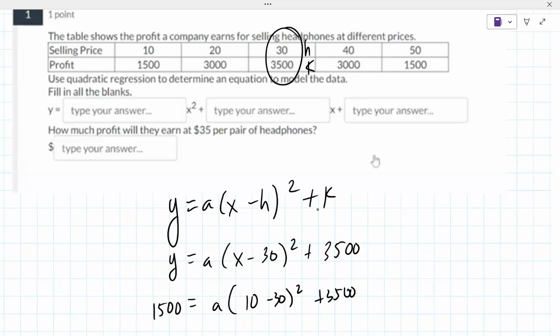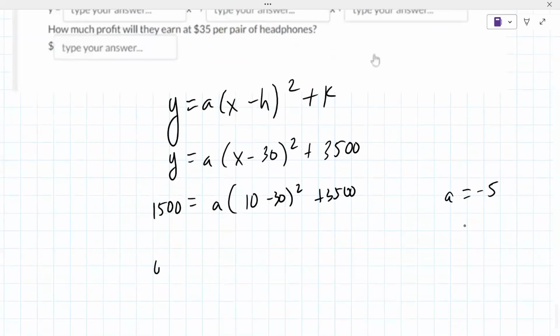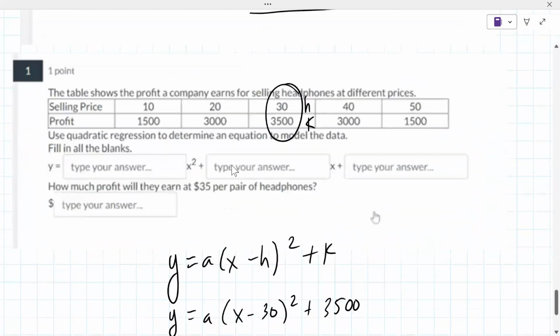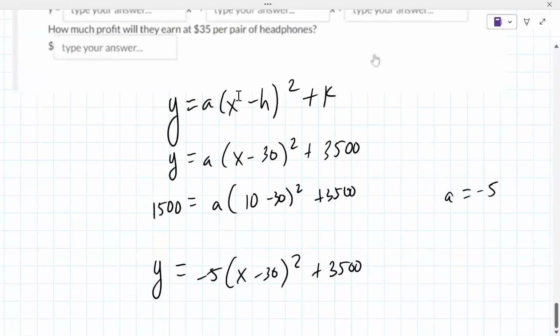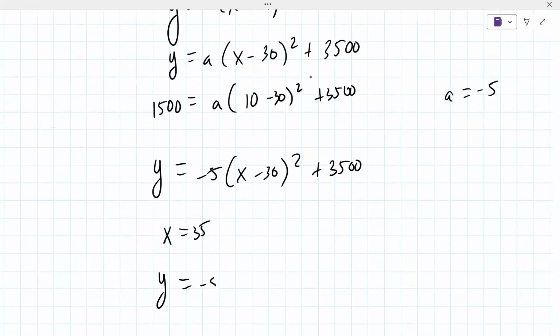Okay, I got A equals -5. Yes, very good. So where we're at now is y equals -5 times (x minus 30) squared plus 3,500. Let's answer this first box, or second box, which is putting 35 in for x. So if x is 35, you substitute that in for x, and that's the profit there.